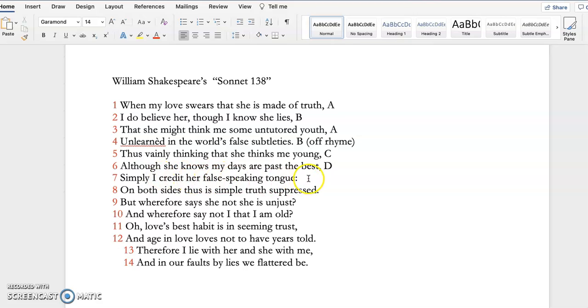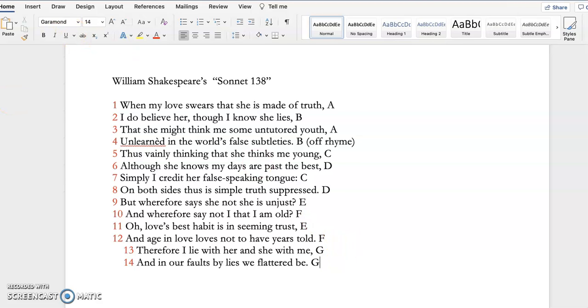"Simply I credit her false speaking tongue." Does tongue rhyme with best or young? Young, so C. "Suppressed" rhymes with best, D. "Unjust," this is a new one, so this would be E. Does "old" rhyme with any of these? No, so this would be an F. "Trust," "unjust," so E. "Told" rhymes with old, so this would be an F. And then "me" is new, so this would be a G. And "be" rhymes with me, so G. So this is the rhyme scheme: A, B, A, B, C, D, C, D, E, F, E, F, G, G.